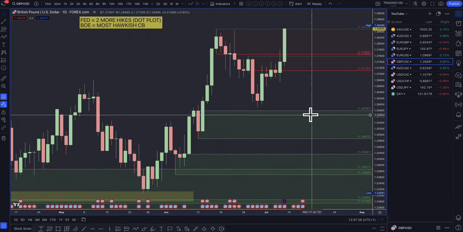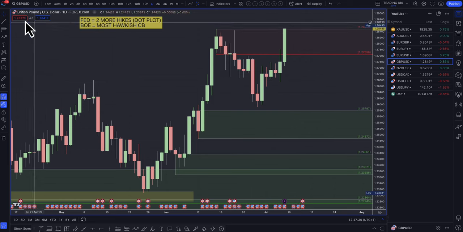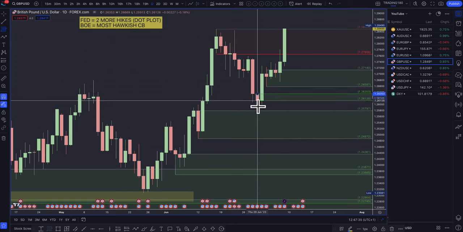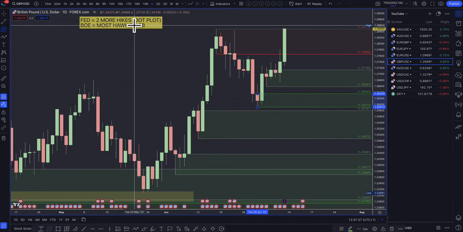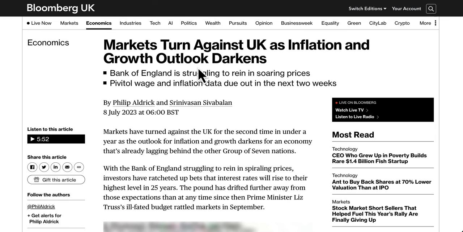Looking at the pound, and the pound has just rallied from strength to strength, clearing that off the table and looking at these areas of demand. Now, the pound is, in the short term, should be a buy, but there are cracks starting to show. Markets turn against UK as inflation and growth outlook darkens. So Bank of England is struggling to rein in soaring prices and pivotal wage and inflation data due out in the next 2 weeks.